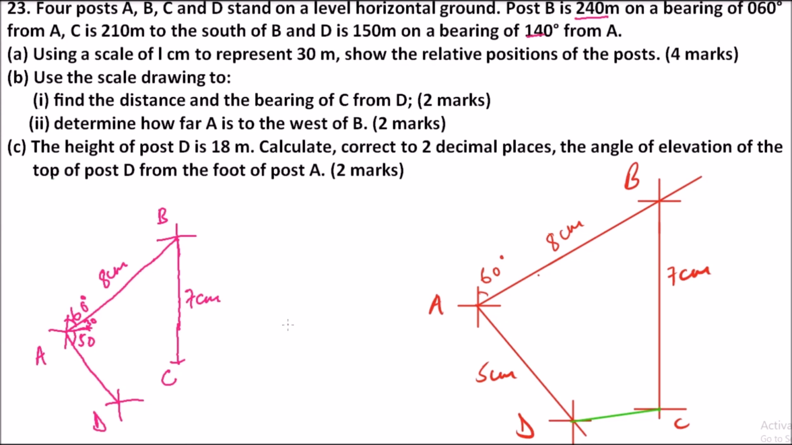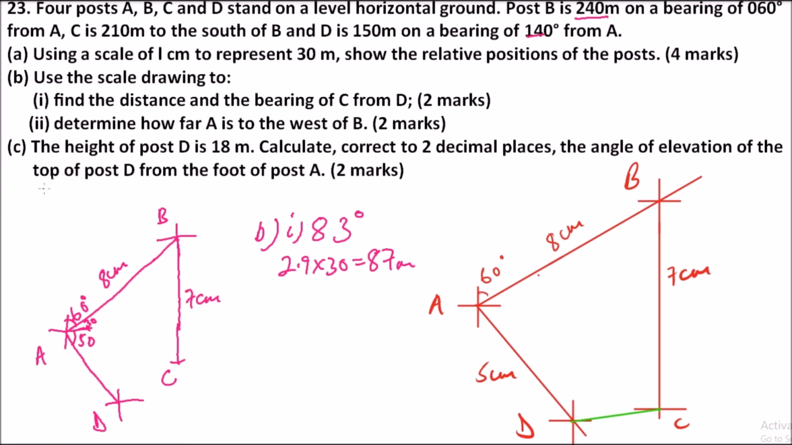So when I join D and C, I find that the bearing of C, that is B Roman number 1, my diagram is giving me 83 degrees, and the distance I'm getting is 2.9. So it means you multiply 2.9 by 30, and you get that is equal to 87 meters. So that is part B of the question.